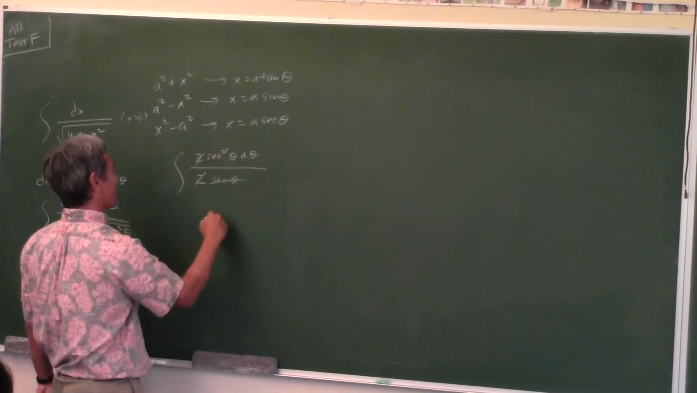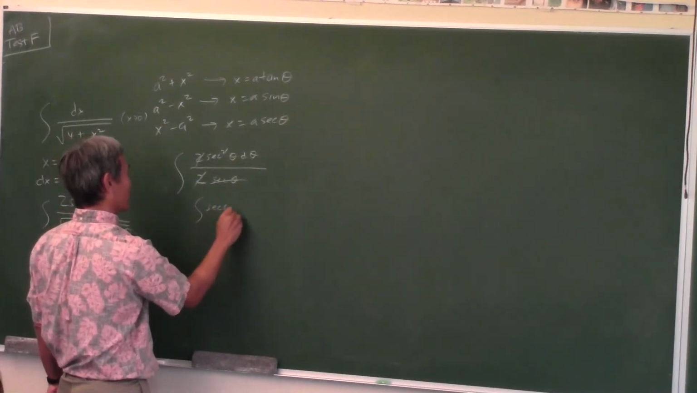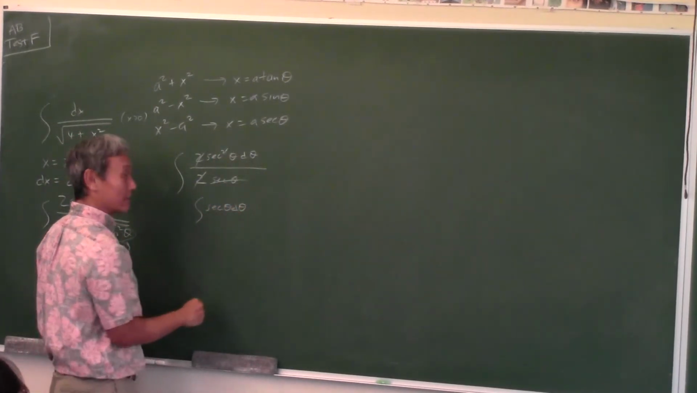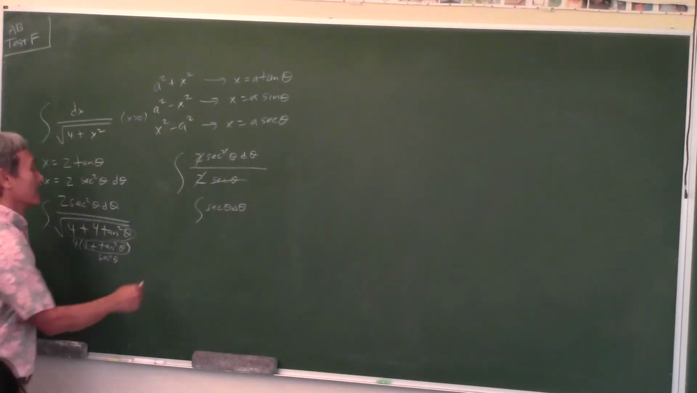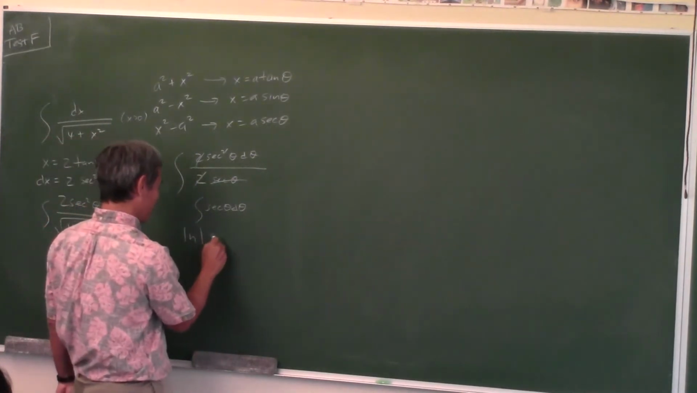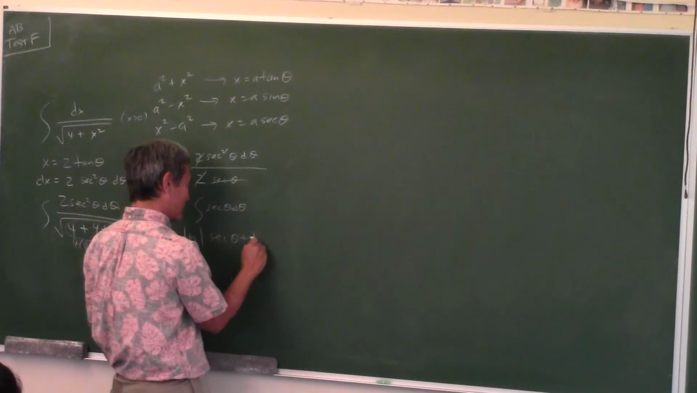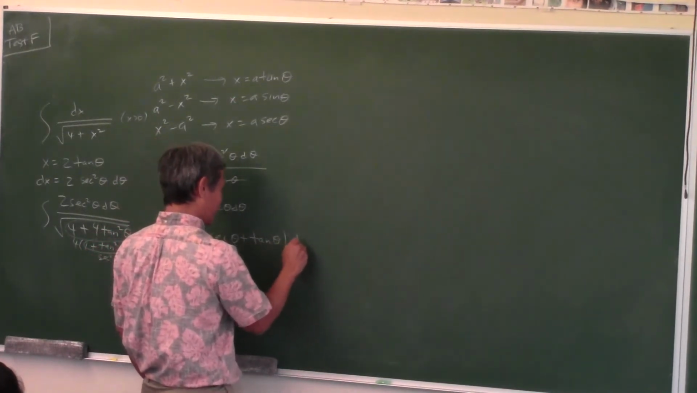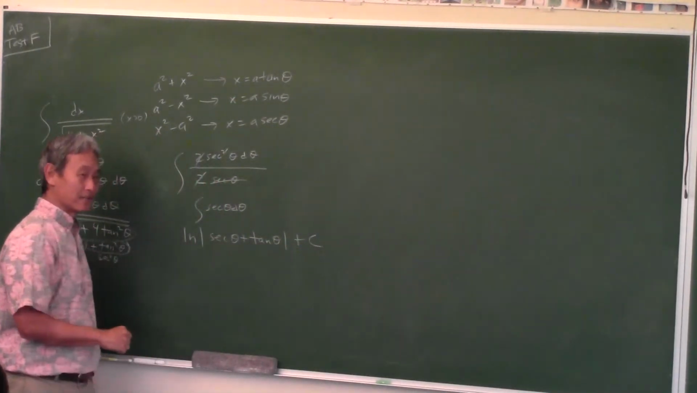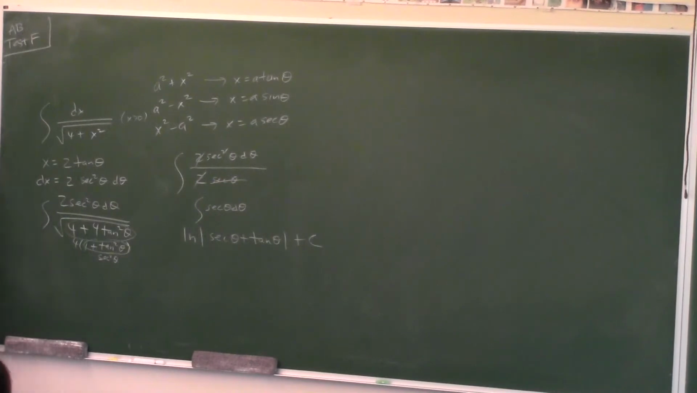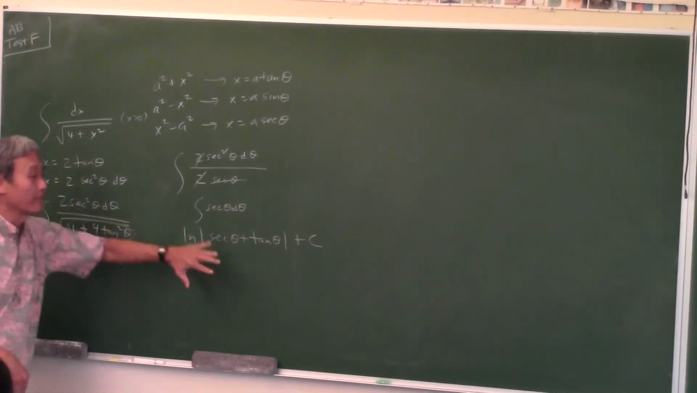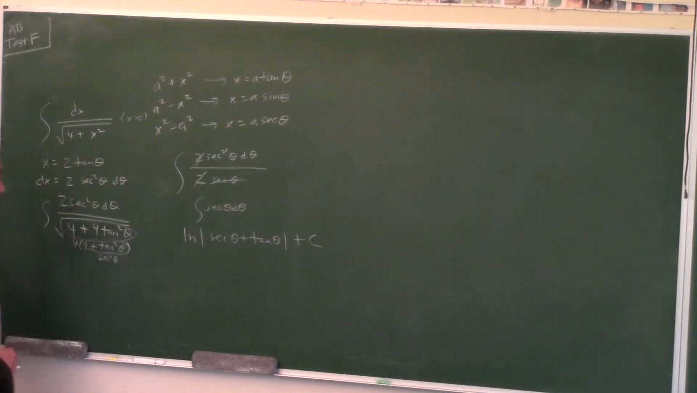This secant cancels one of those, so you've got the integral of secant theta d theta. That's on the list: natural log, absolute value, secant theta plus tangent theta, plus C. Box that, that's the answer. Oh, wait. Because if your original problem is in terms of x, the final answer should be in terms of x.